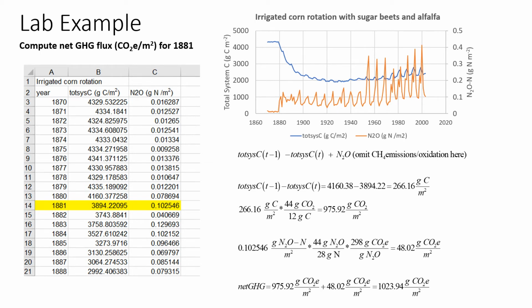So the N2O emissions in 1881 were 0.102546 grams of nitrogen, and we have to convert grams of nitrogen to grams of N2O by multiplying by 44/28, and then we compute grams of N2O to CO2 equivalents by multiplying by 298 to get 48 grams of CO2 equivalents per meter squared in 1881. And so you add those 2 numbers together for 1,023 grams of CO2 equivalents per meter squared in 1881.